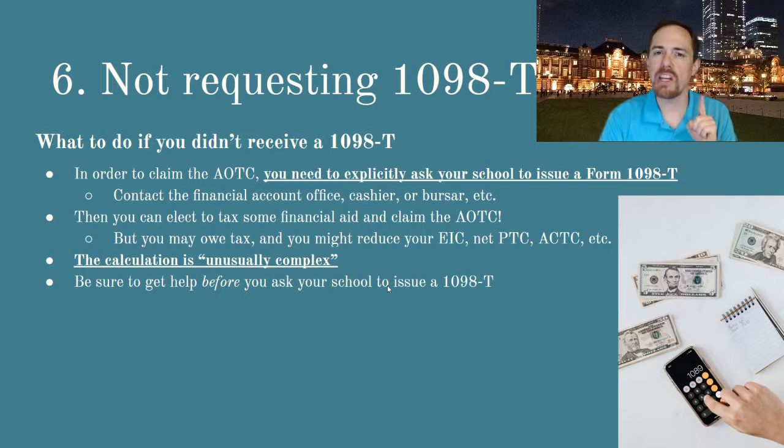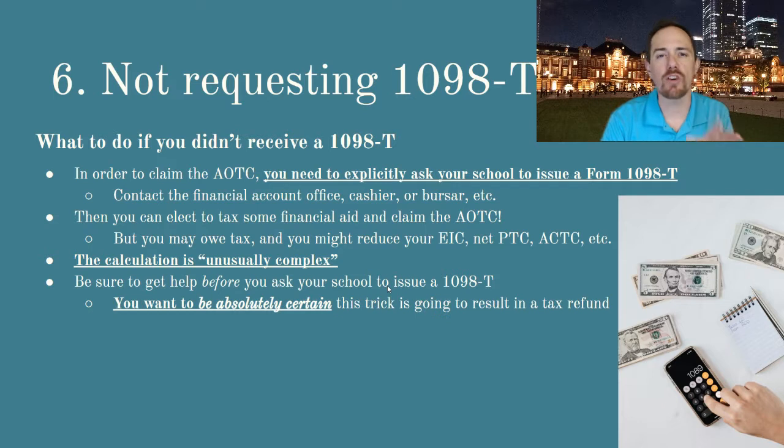But you want to be sure that you get that help and you determine whether you're actually going to get some additional tax refunds before you ask your school for your 1098-T. Because once your school issues a 1098-T, if they give it to you, you have to basically report that information to the IRS, and it could be detrimental. So you want to make sure that you know for certain you're going to get a refund. Now, most students who received scholarships and Pell Grants are going to get a refund if they do this right. So for most of you, it's going to be okay to have your school issue you a 1098-T.